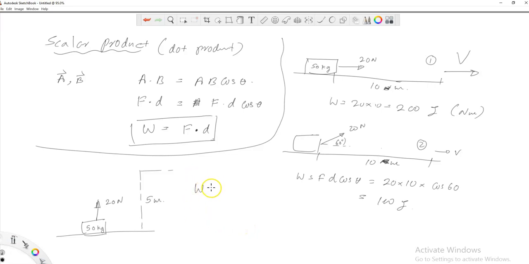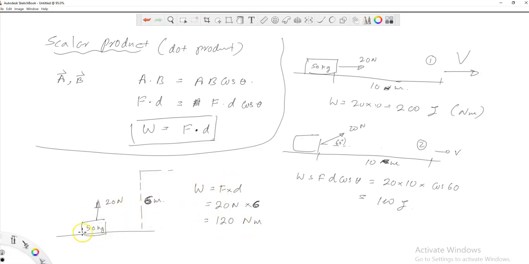Work equals force times distance. The force you apply, 20 newtons, multiplied by distance 5 meters. Let me make it 6, so there's no confusion with the previous problem. 6 meters. So 120 newton meters. Is this real? This is a fake example. You can't lift it with 20 newtons.